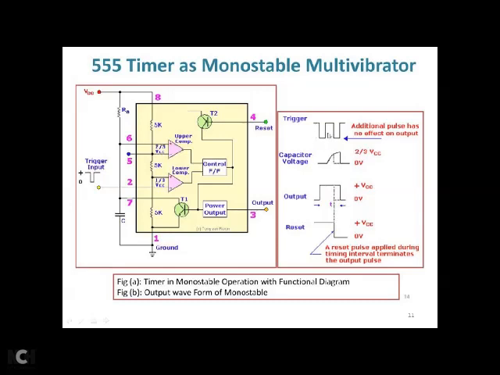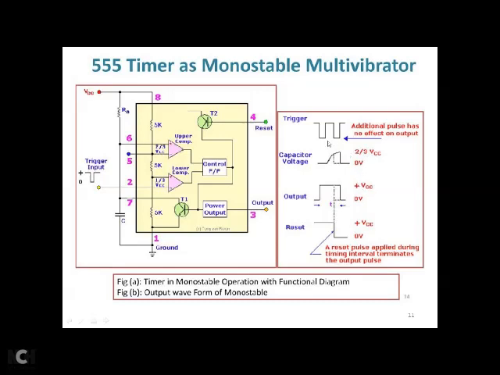Whenever there is a negative triggering pulse, output becomes high. And it stays high until your capacitor voltage reaches 2 VCC by 3. Whenever it reaches 2 VCC by 3, output becomes 0. So 0 to 2 VCC by 3, that is the capacitor voltage range.